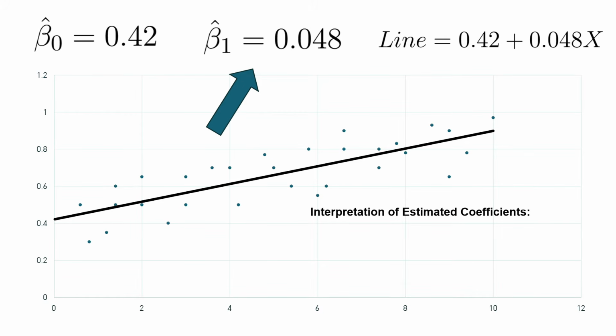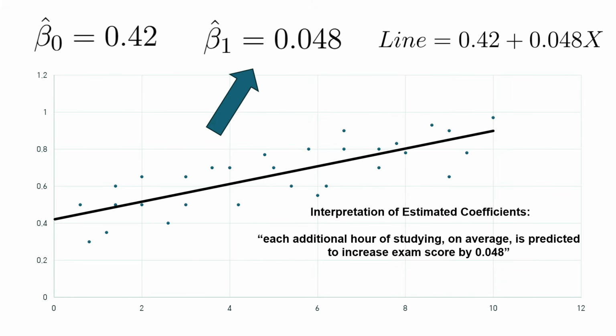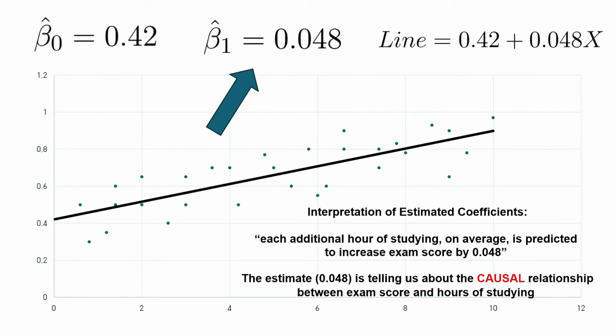What does 0.048 mean? Note that this is the important one, since 0.048 is the estimated coefficient corresponding to the variable of interest, which is hours studied in our example. Since 0.048 is the slope of the OLS line, we can say that each additional hour of studying on average is predicted to increase exam score by 0.048. Now, if you think about it, this interpretation is a powerful statement, because the estimate 0.048 is telling us about the causal relationship between exam score and hours of studying. It's saying that an additional hour of studying causes exam score to increase by about 0.048.